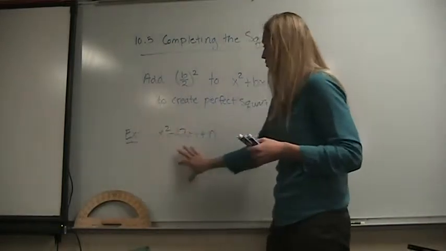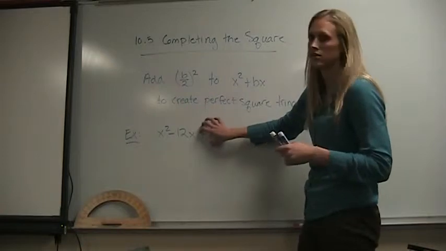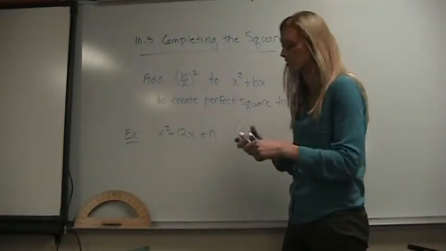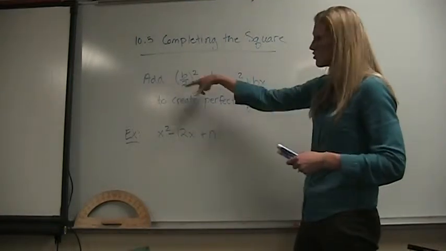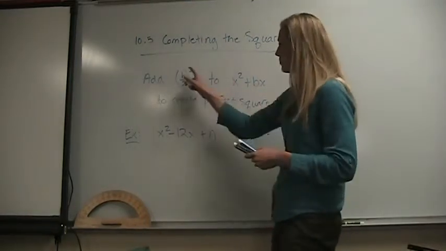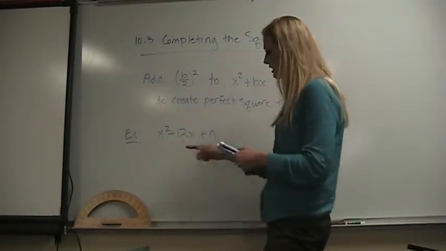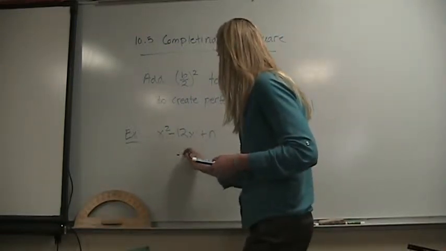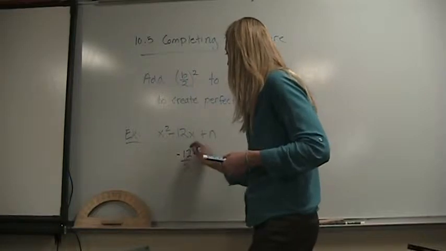So in this example, I want to come up with an n that would make this a perfect square trinomial, meaning it could be factored. I'm going to use this trick of completing the square and do b over 2 squared. b in this case is negative 12, so I'm just going to do negative 12 over 2 squared.